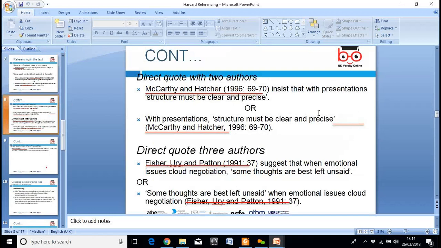A direct quote with two authors: McCarthy and Hatcher insist that with presentations, structure must be clear and precise. Or, with presentations, again, it's just moving it from the beginning to the end. Doesn't really matter, but those are for direct quotes using two authors. Both the names are in.